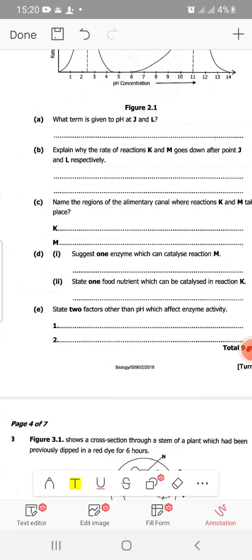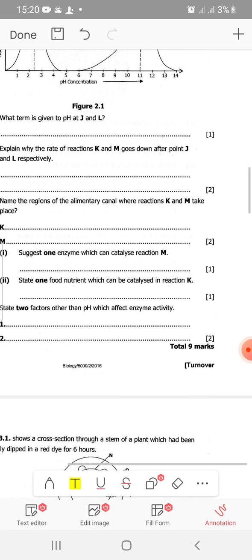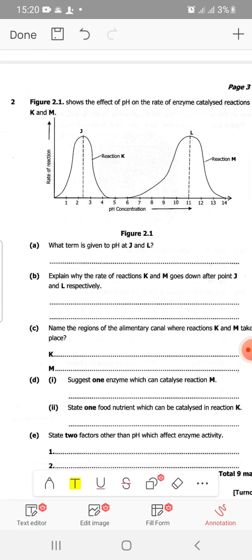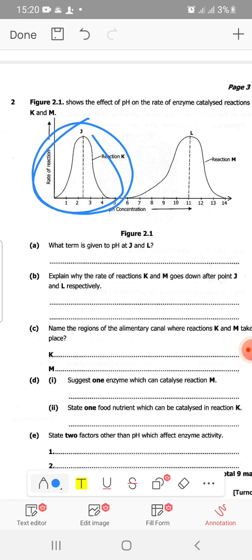D, Roman number 2, state one food nutrient which can be catalyzed by reaction K. So we said this reaction K occurs in the stomach, and the food which is mostly digested in the stomach are proteins. So the answer here is proteins. Okay.